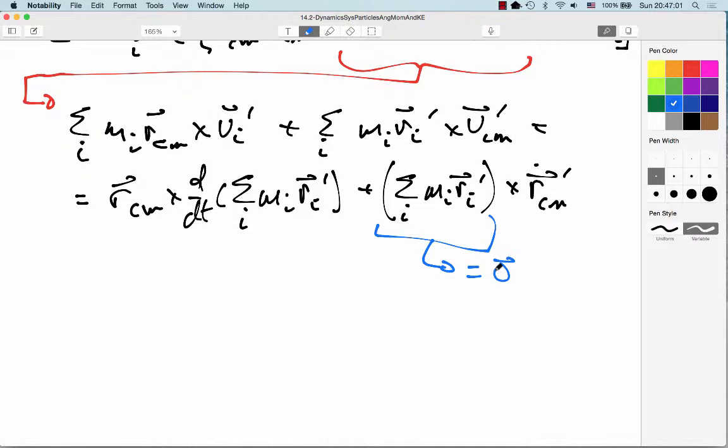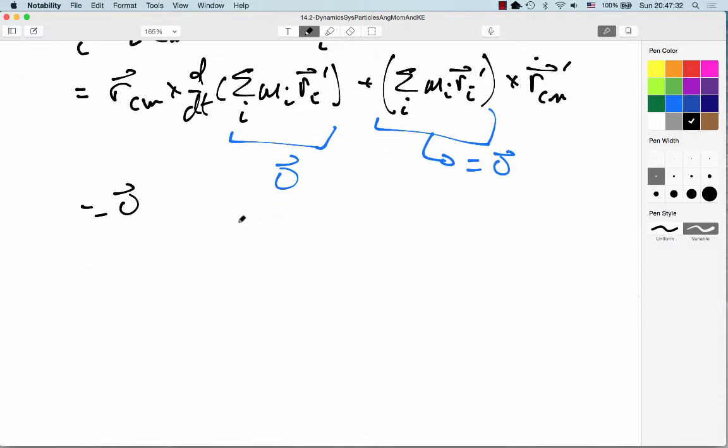Okay, it's 0 because it's locating the center of mass in the center of mass coordinates. So you're locating the center of mass with respect to the center of mass itself, so it's 0. Ditto, the position of the center of mass relative to the center of mass is never going to change, so I'm differentiating 0 here. So both of those middle terms just plain equal the null vector.